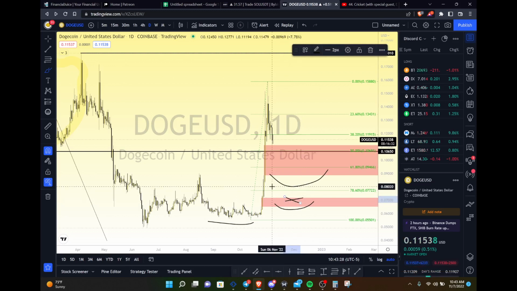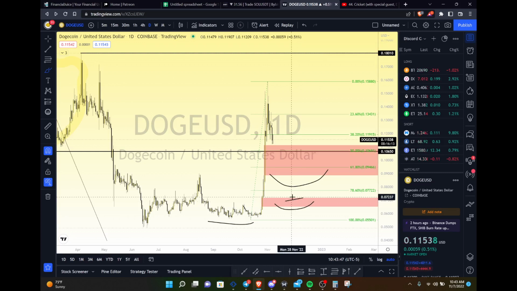Okay? But depending on Bitcoin, if Bitcoin's breaking under, let's say, 19,000 and Doge is coming down here, you got to be careful, because that could mean that Doge may have broken out, but Bitcoin failed. And if Bitcoin fails, Doge will also fail. So Doge isn't in a vacuum, unfortunately. So keep that in mind as well.